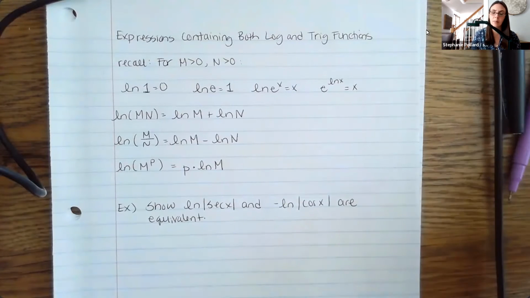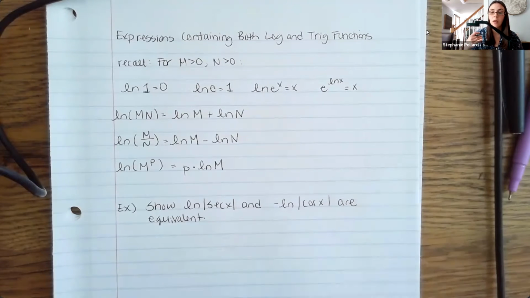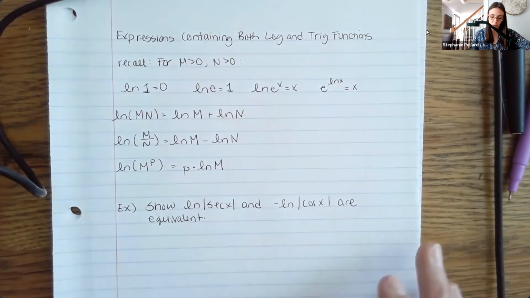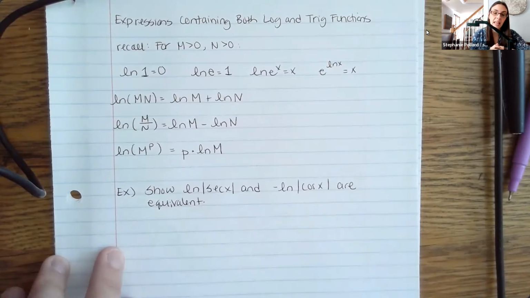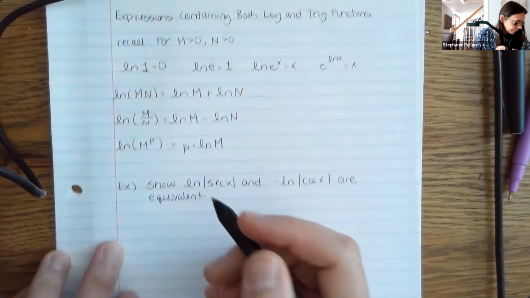So let's do a couple of examples here, applying both trig identities and these natural log rules. In our first example, we want to show that the natural log of secant and negative natural log of cosine are equivalent. And there really are different ways to do this. So I'm going to show you just one technique, but there can be others as well.